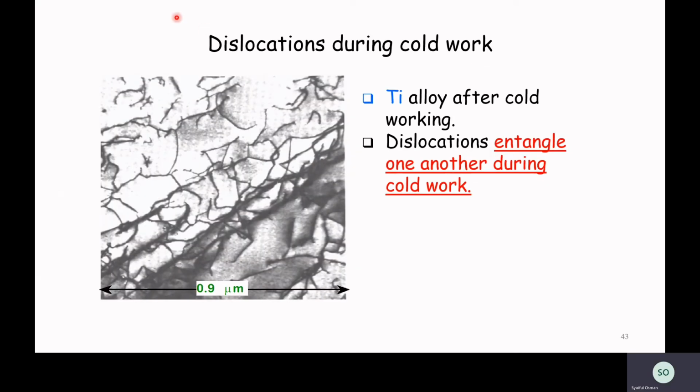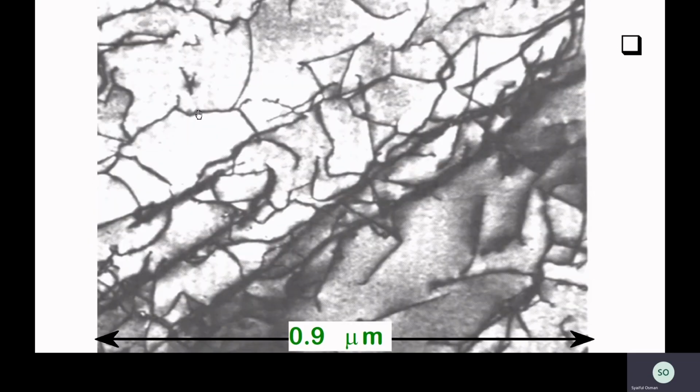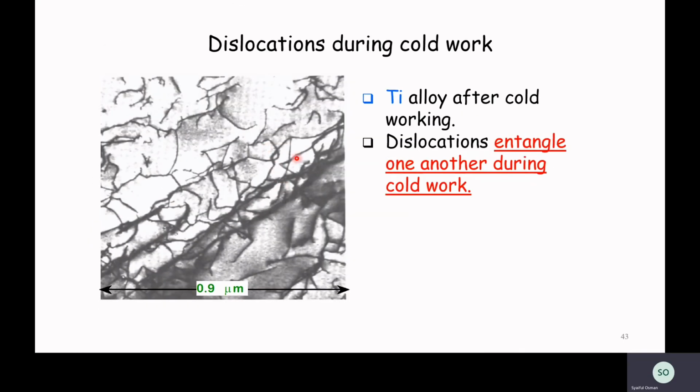And here in the figure we have an example of dislocations during cold work for a titanium alloy. Here we can see the dark lines. The dark lines represent dislocation lines. We can see that the dislocation lines entangle with one another during the cold work, and dislocation motion becomes more difficult, and as a result the material becomes harder and less ductile.